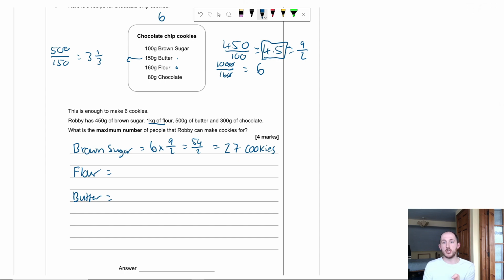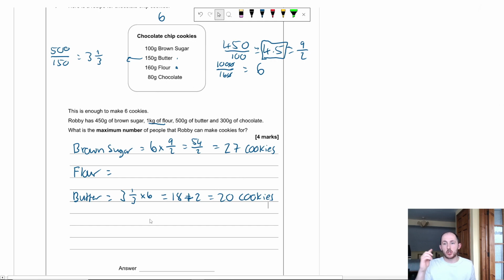So, okay, that's my new minimum, right? So 3 1/3 times 6. Well, 6 times 3 is 18. And 1/3 of 6 is, whoops, is 2. So I can make 20 cookies. So now that's my new minimum, right? That's my new maximum number of cookies. Okay? Because that's my new smallest value.